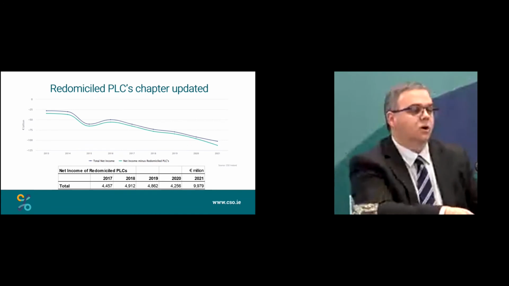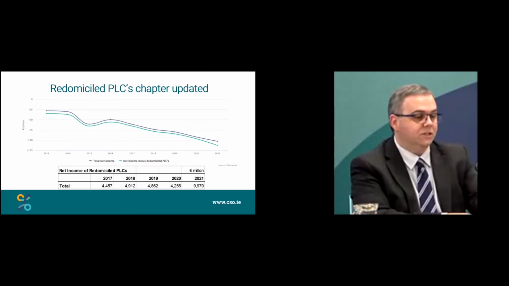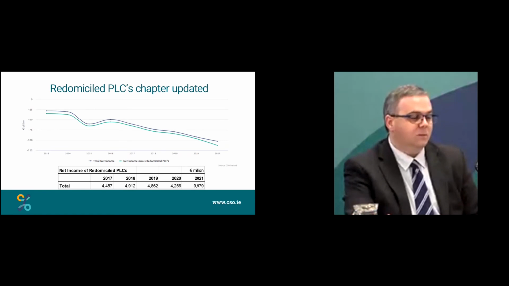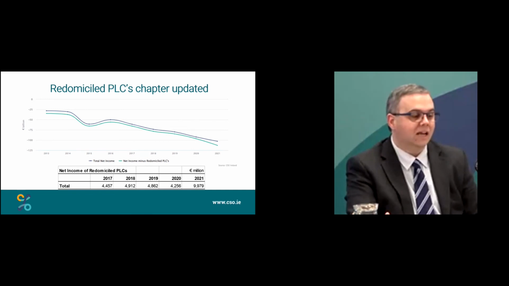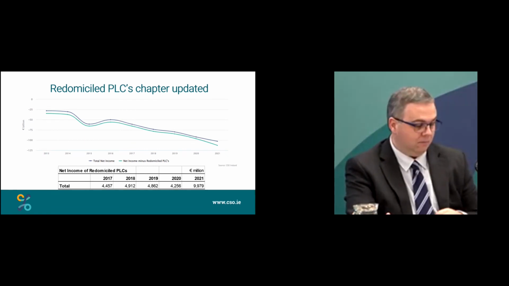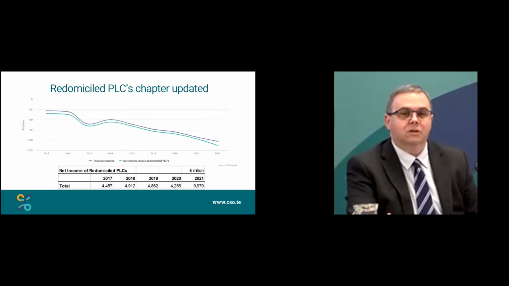So today, we've also published updated redomiciled PLCs information. The redomiciled PLCs have net income inflows, which act to reduce our total net income outflows. So we can see here the blue line is our net income outflows, and the green line is what they would be without the inflows to the redomiciled PLCs. We have a large increase from 2020 to 2021, with the inflow moving from 4.3 billion up to 10 billion. And this is quite broadly based across our population of redomiciled PLCs, and is not due to a change in the population of redomiciled PLCs.